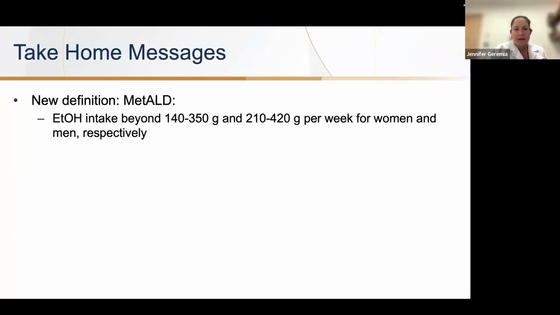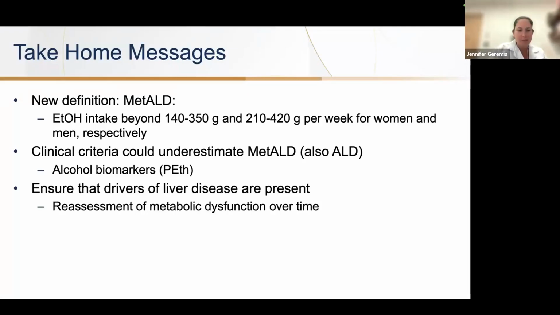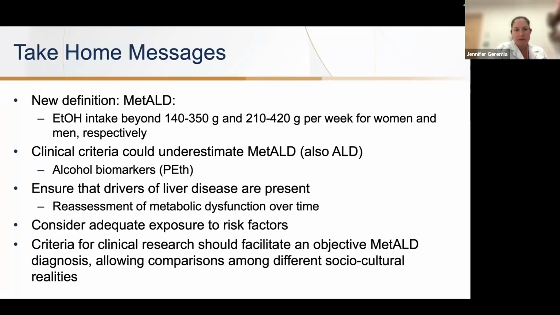So in closing, remember that we have the definition of MetALD, so overlap of metabolic liver disease along with alcohol liver disease of moderate degree: 140 to 350 grams per week for females, 210 to 420 for men. And patients, of course, we know underreport their alcohol use, so rely on serum biomarkers like PEth testing. Also ensure that there's no other reason that they have liver disease and reassess their overall metabolic function over time. And of course, minimize exposure to risk factors.